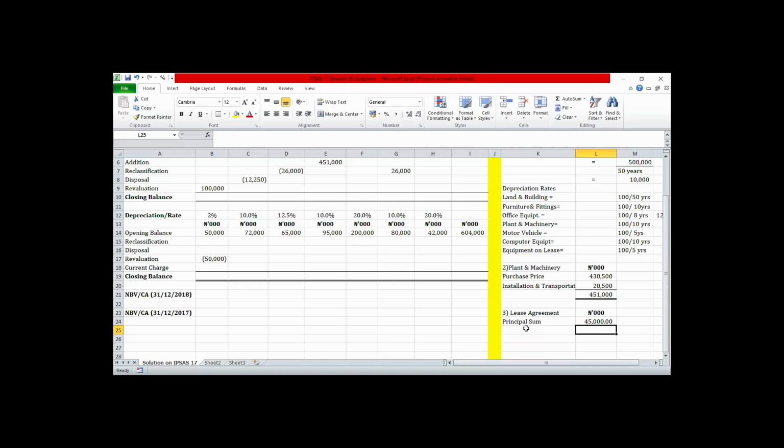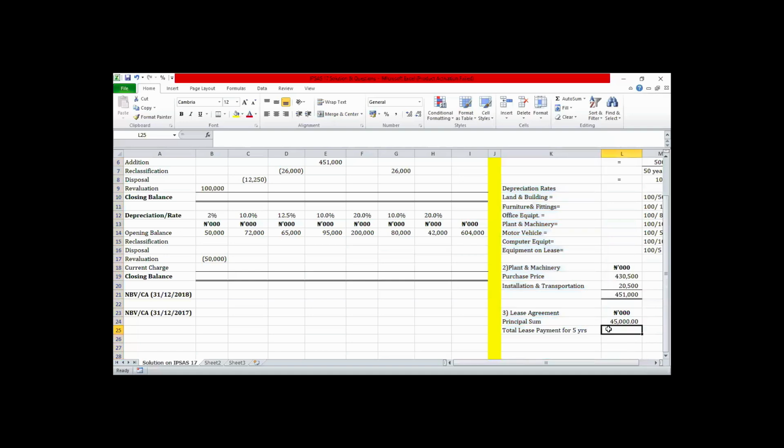Okay. Now, if you look at the total lease payment for 5 years, that will give us what? 50 million. That's 10,000 times 5. That is 50 million.